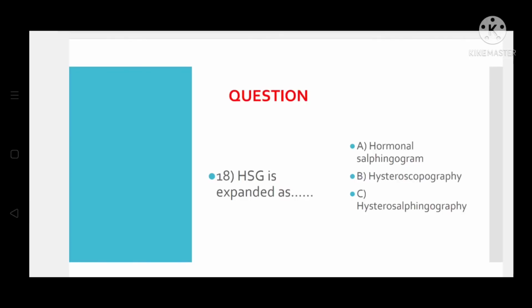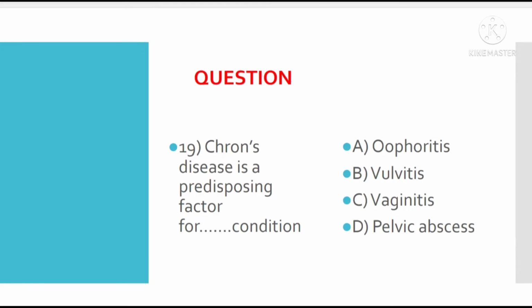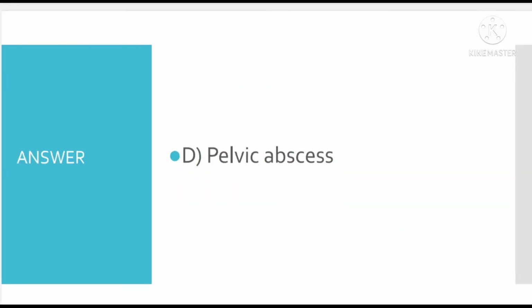Next, 18th question. HSG is expanded as: option A hormonal salpingogram, option B hysteroscopography, and option C hysterosalpingography. Here the correct answer: option C, hysterosalpingography. Next question, question number 19. Crohn's disease is a predisposing factor for dash condition. Option A oophoritis, option B vulvitis, option C vaginitis, and option D pelvic abscess. Here the correct answer: option D, pelvic abscess.